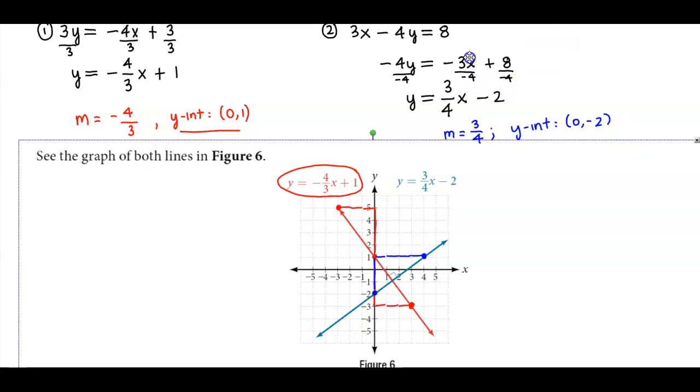Or, if you look beforehand, negative over negative is the same thing as being positive 3/4. We can go down 3, 1, 2, 3, and then go to the left, 1, 2, 3, 4, to get our additional point. When we make our lines, we can see that that's how we're generating our line, and therefore we have y equals 3/4 x minus 2. And then we can also verify that the red line has a negative slope and it is going down. The blue has a positive slope and it's going up from left to right.